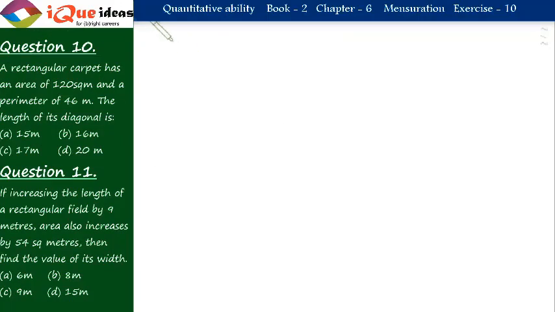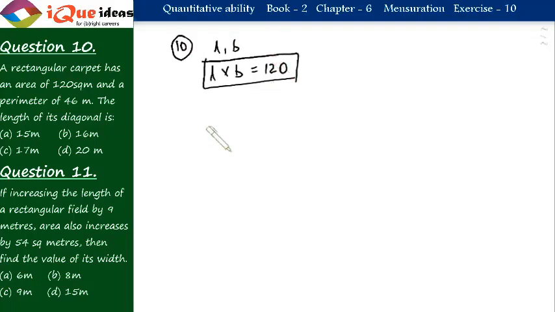Now let's take up the next question, question number 10. It says a rectangular carpet has an area of 120 meters square and a perimeter of 46 meters. The length of its diagonal is, okay. Now, if I assume the length and breadth to be L and B, then the area will be L into B, that is 120. This is one equation. And the perimeter would be 2 times L plus B. So for a rectangle, perimeter is 2 times L plus B, that is equal to 46. So we have L plus B equal to 23.